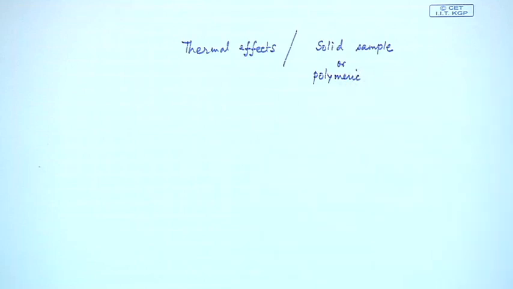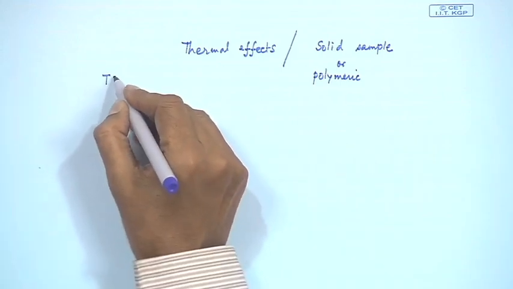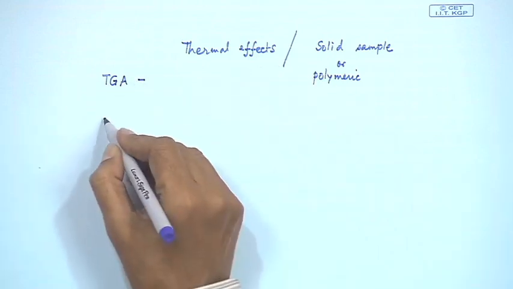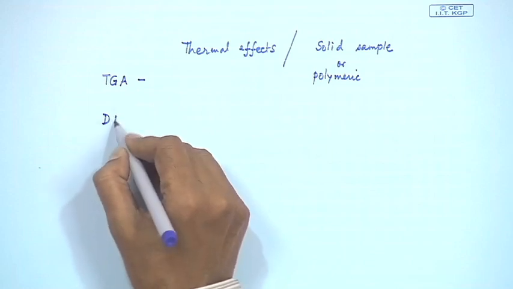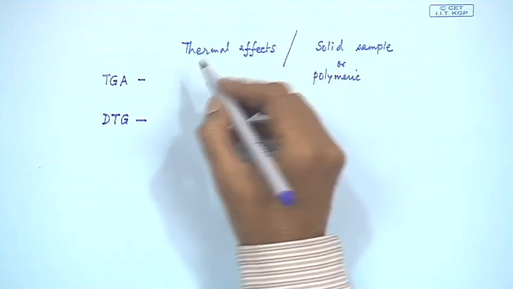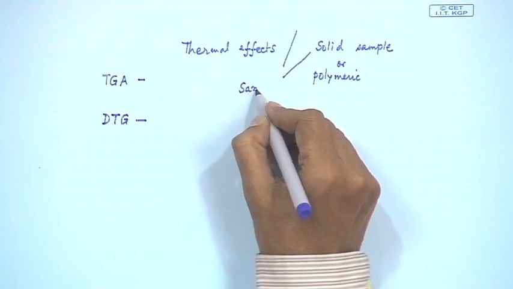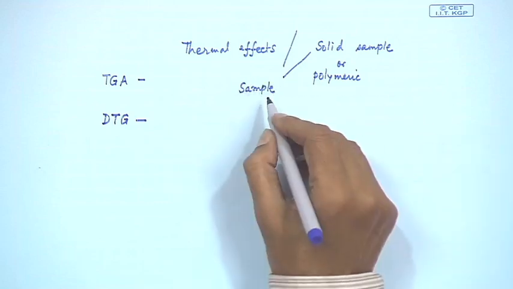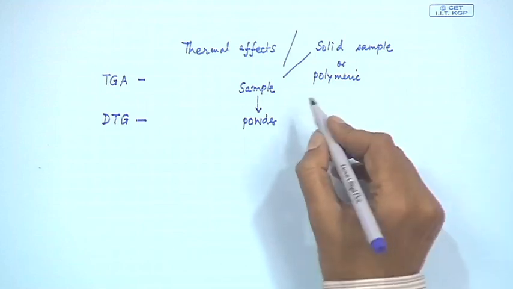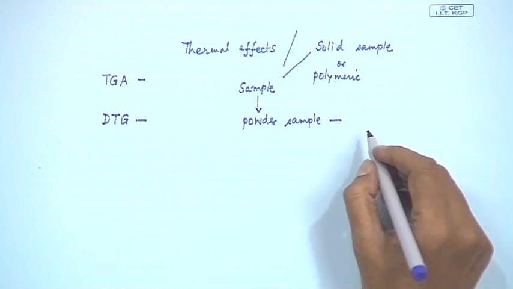And what we can discuss nicely is thermogravimetric analysis, which we have abbreviated as TGA, and one we have also started discussing is the corresponding derivative one, which is the DTG process. And the nature of this particular sample, that means the sample characteristics, is very important. Suppose we have some powdered sample, which is finely powdered.